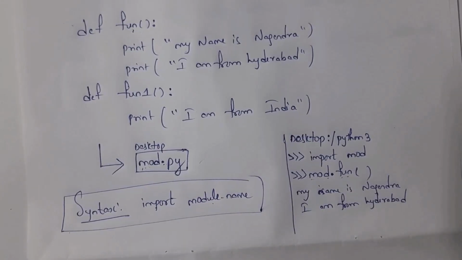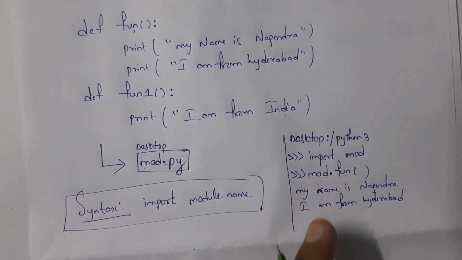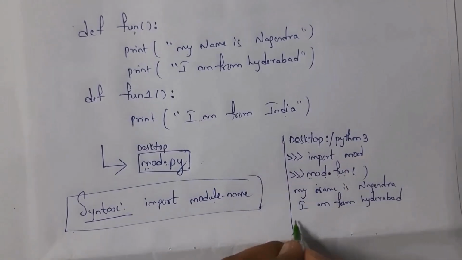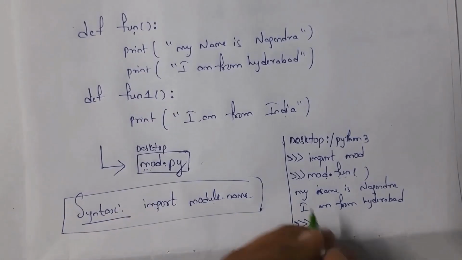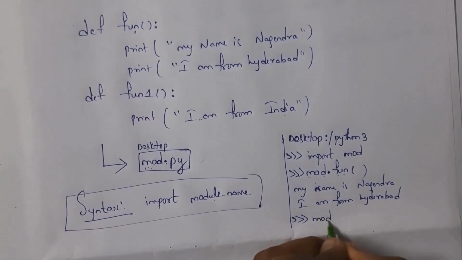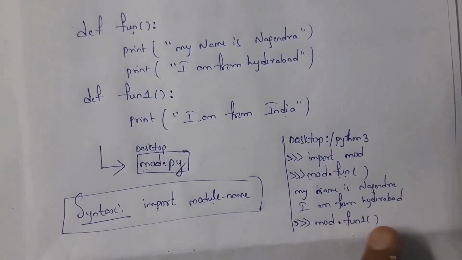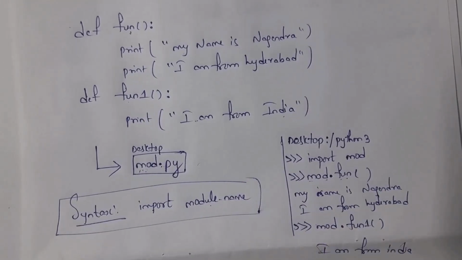For example, I want to print I am from India. There is no need to write import mod again because I already imported this module. These functions are present in the module mod.py, so just write mod dot the function name and click enter. Whenever you write fun1 and click enter, you will get the output I am from India. This is how we create and import a module.